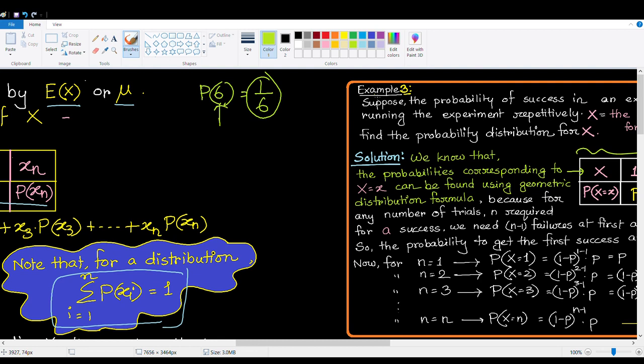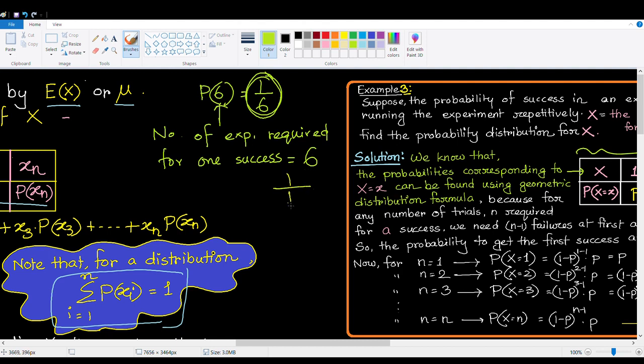Now if we define success as getting a 6, then you see that the number of experiments required for one success, which is rolling a 6, equals 6 on an average. So it states that on an average, in every 6 experiments, you will be successful once. Now see, this 6 actually came from 1 divided by 1 by 6, right? Which means 1 by p. So this is the expected number of experiments, which is mu equals 1 by p.